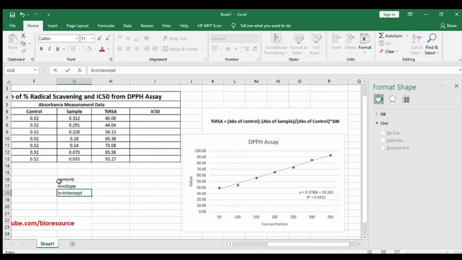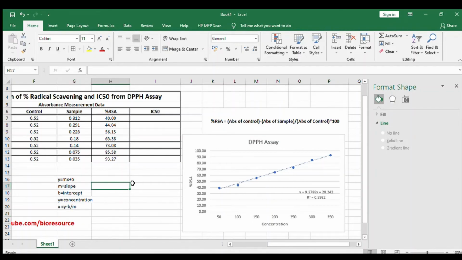Y is the percentage RSA, and now we need to calculate x, the concentration. We can solve for x using a simple mathematical equation. So x is equal to y minus b, divided by m. From this we can calculate the x value.